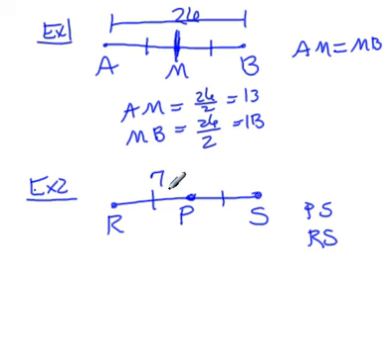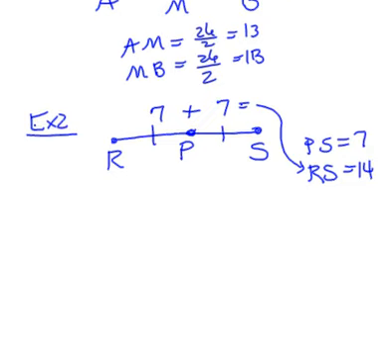They also told us that RP is 7. So if RP is 7, what do we know about PS? You're right, we know that it's 7. So PS is 7. And now that we know each part, we can add them together and come up with RS. So RS is going to be 14. Seems pretty simple.